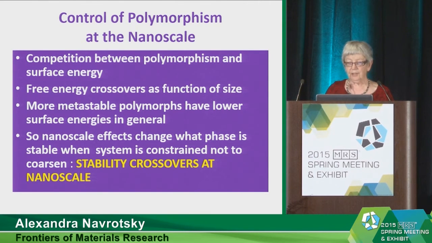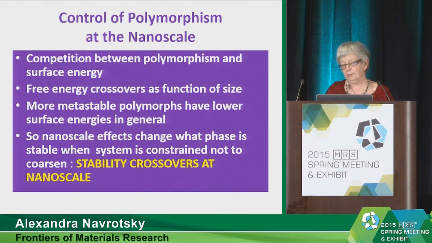So first thing I want to talk about is control of polymorphism at the nanoscale. We know a number of oxides. I'll be talking mostly about oxides today. We know that a number of oxides are polymorphic. TiO2 has rutile, anatase, and brookite. Al2O3 has alpha and gamma alumina. The iron oxides and the manganese oxides seem to have a plethora of structures possible.